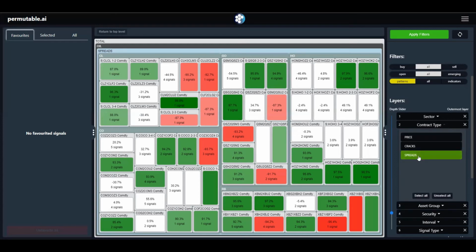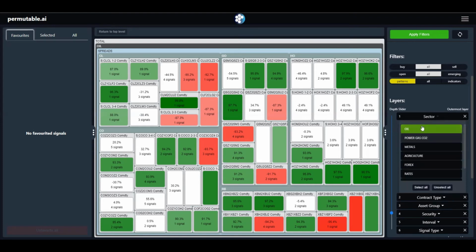Contract types. So at the moment, we're showing spreads. We could add in cracks and price, so different contracts within the market priced in different ways. And then finally, the sector. And as I said, we're showing you oil. We could add in other sectors here. So, for example, we could add in Forex and apply the filter, and the system will now go and add in Forex opportunities across here as well. We'll take that off for now.